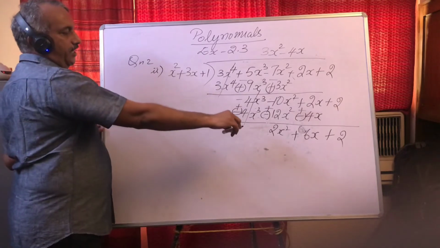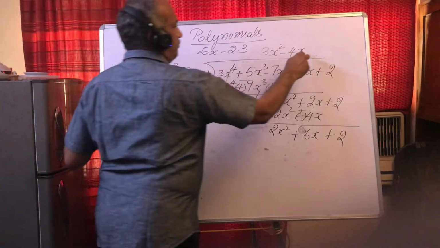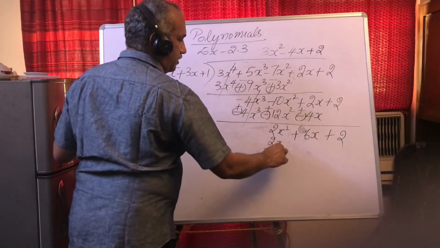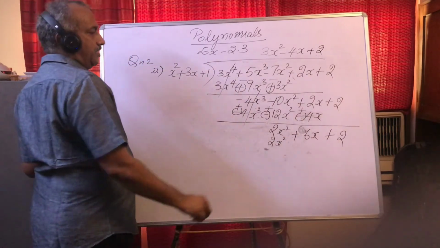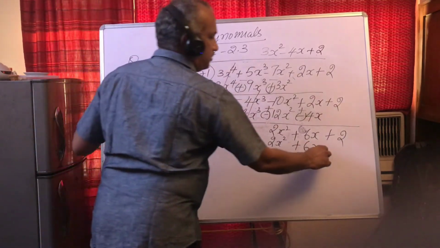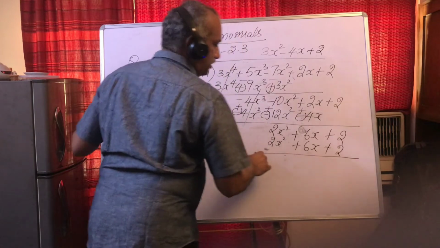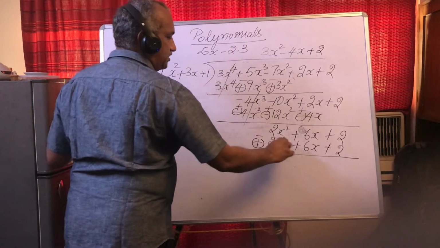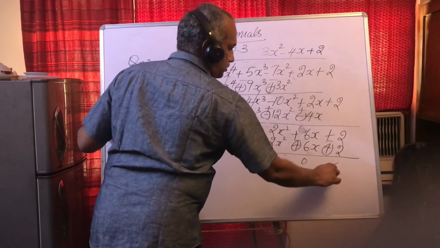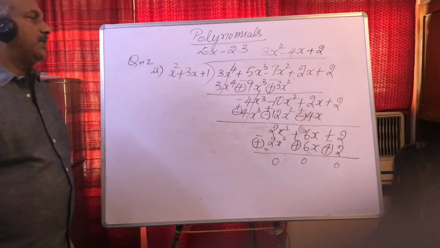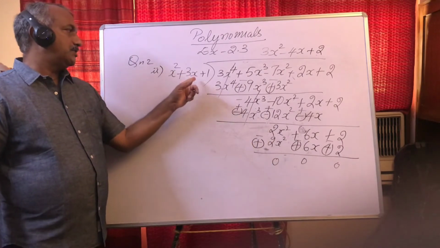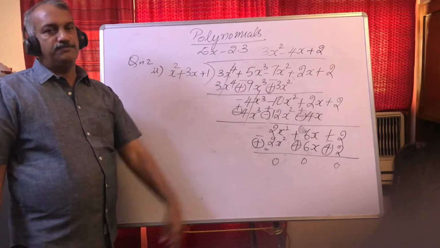Now again divide 2x square upon x square plus 2: 2 into x square, 2x square; 2 into 3x, 6x; 2 into 1, plus 2. So all the terms we are getting the same, plus minus, plus minus, plus minus, 0, 0, 0. So again we are getting remainder 0. So we can say this x square plus 3x plus 1 is a factor of this one.